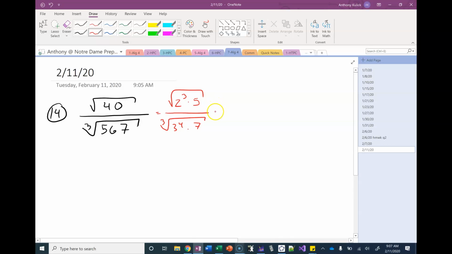Now, since these are different radicals, to be able to combine them, I need to write them in exponential form. So that's going to be 2 to the 3 over 2 and 5 to the 1 over 2. And in the denominator, I'm going to have 3 to the 4 thirds and 7 to the 1 third. Are we okay with that? Okay.